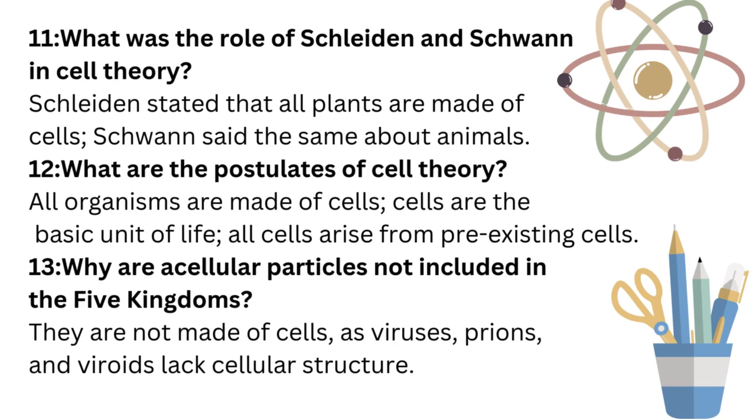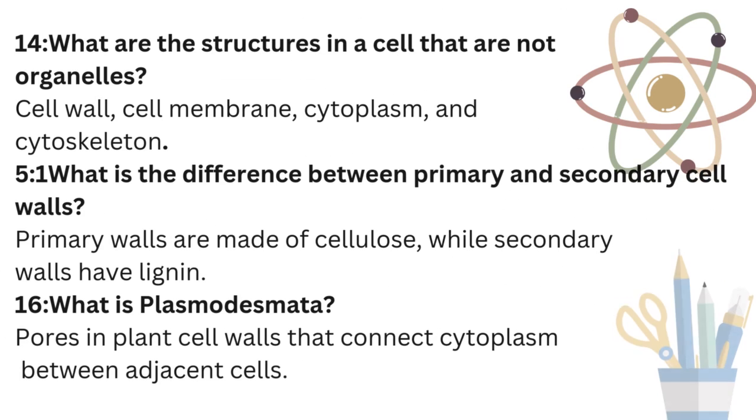What are the postulates of cell theory? All organisms are made of cells. Cells are the basic unit of life. All cells arise from pre-existing cells. Why are acellular particles not included in the 5 kingdoms? They are not made of cells, as viruses, prions, and viroids lack cellular structure.